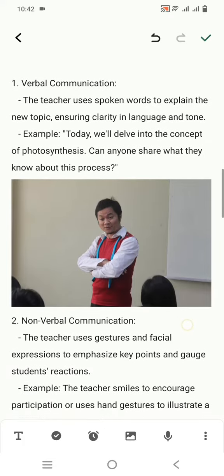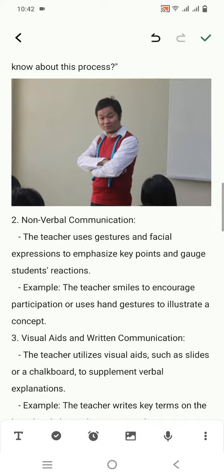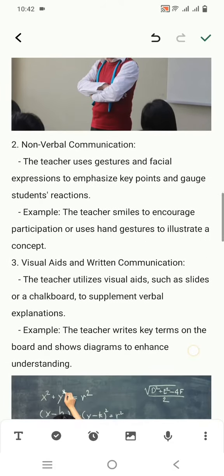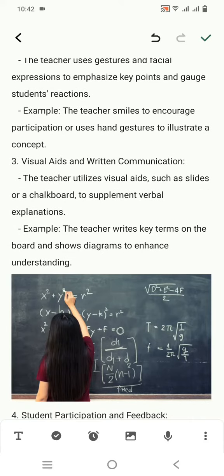Number 2, non-verbal communication. The teacher uses gestures and facial expressions to emphasize key points, engage students' reactions. Example, the teacher smiles to encourage participation or uses hand gestures to illustrate a concept. Number 3, visual aids and written communication. The teacher utilizes visual aids such as slides or a chalkboard to supplement verbal explanations. Example, the teacher writes key terms on the board and shows diagrams to enhance understanding.